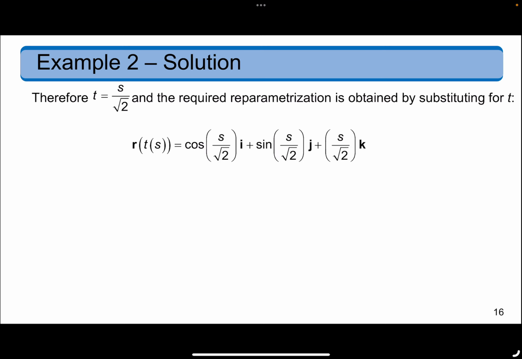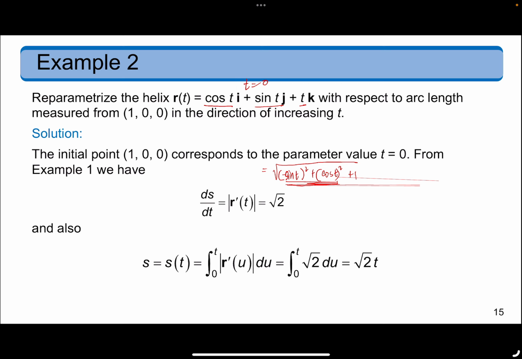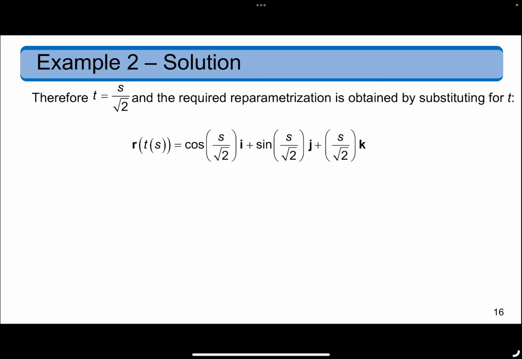So therefore, since s is equal to square root of 2 t, t is s over square root of 2. And the required reparametrization is obtained by substituting for t. So r of t of s is equal to cosine of s over square root of 2 i plus sine of s over square root of 2 j plus s over square root of 2 k. So from t, we reparametrize it in terms of s.